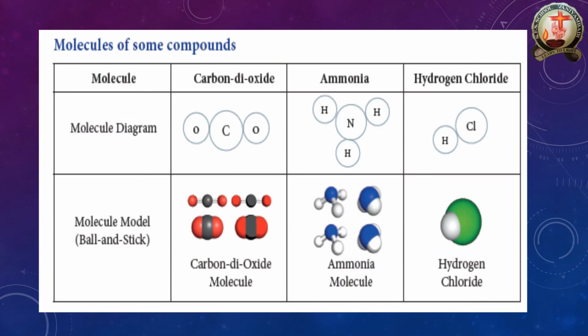Some of the examples are shown here. See the molecule diagrams: how are we going to draw a diagram for the molecule? You know carbon dioxide from the previous slide. Carbon is in the center, with one oxygen on each side. Then ammonia. These are called molecular diagrams, but the exact molecular ball sketch diagram is like this. See how beautifully the atoms are arranged. This is one atom, this is one atom. This is one molecule, this is one molecule. Like that they arrange.